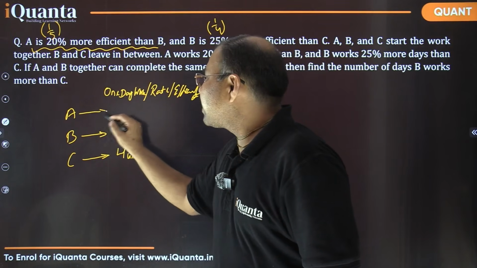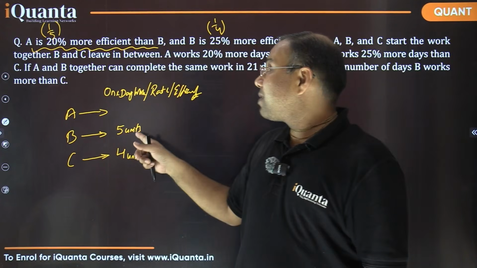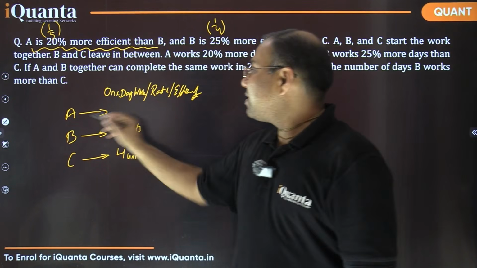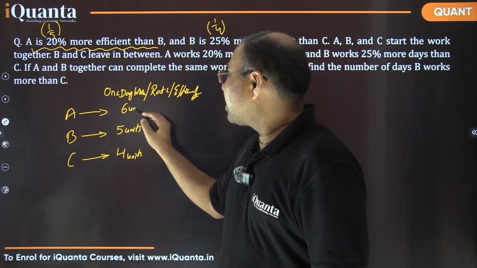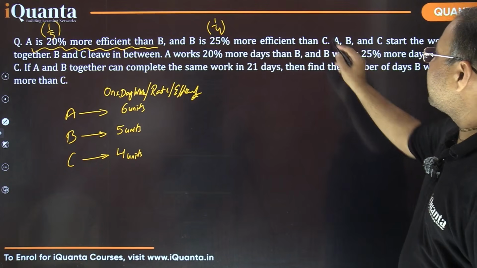Going by the same logic, now A works 20% more than B on daily basis. So 20% means 1/5. So 1/5 of 5 is again 1. So 1 more than this, that means A's 1 day work comes out to be 6 units. Fine, very simple. Let's move further. Okay, so this was till this point.